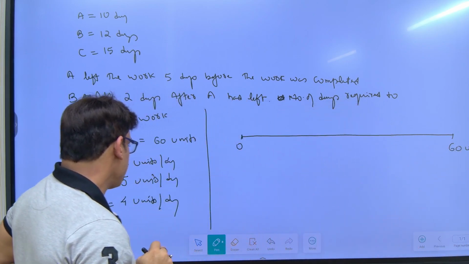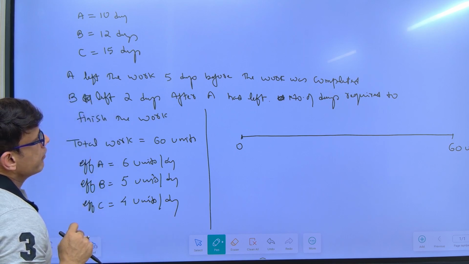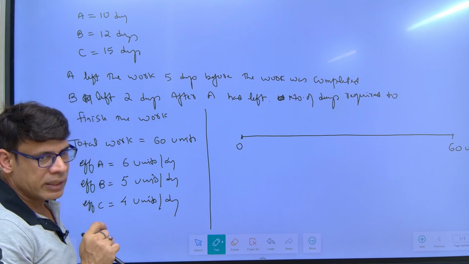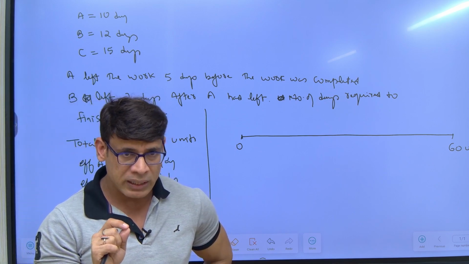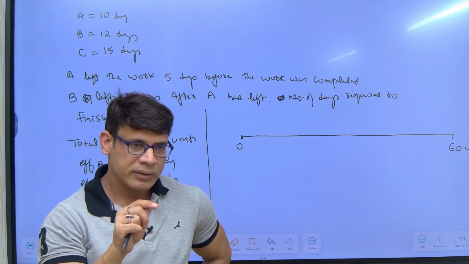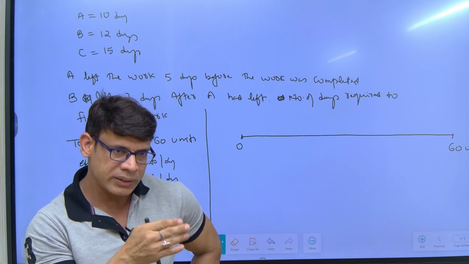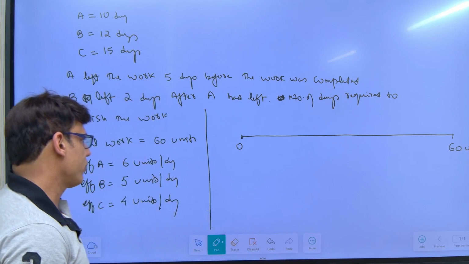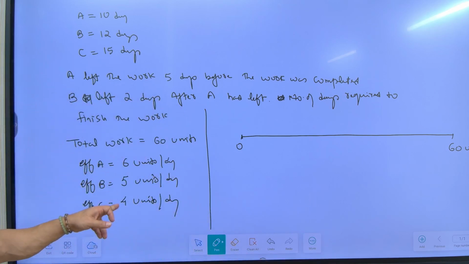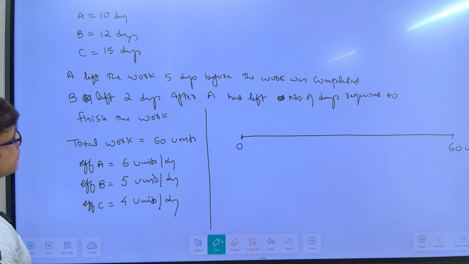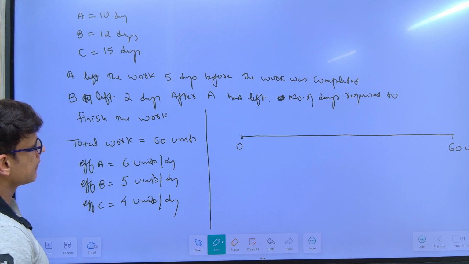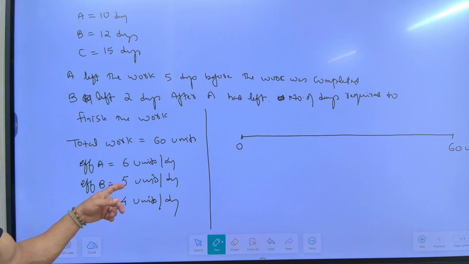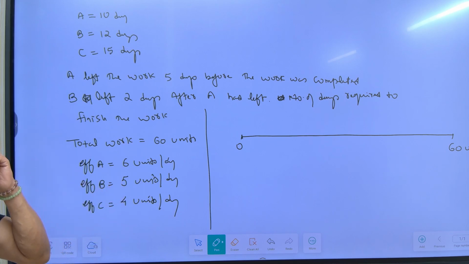So what is happening in this entire question is that when A realized that only 5 days are left, he quit the work. Now since A's efficiency will be minus, more number of days will be taken, right? So initially, how many days would it have taken? 4 days to finish the work. Yes or no? 6 plus 4 plus 5, 15 units per day, so 60 units.